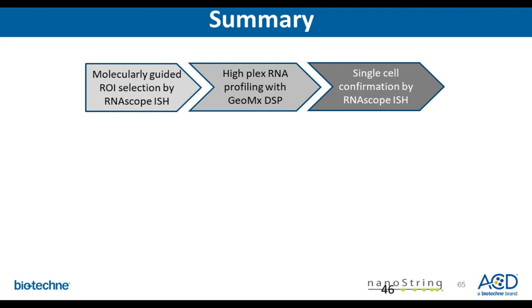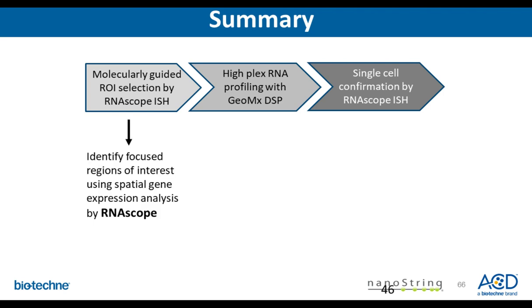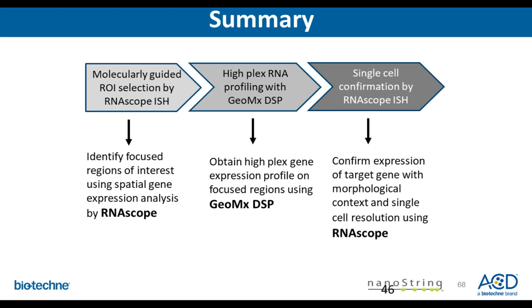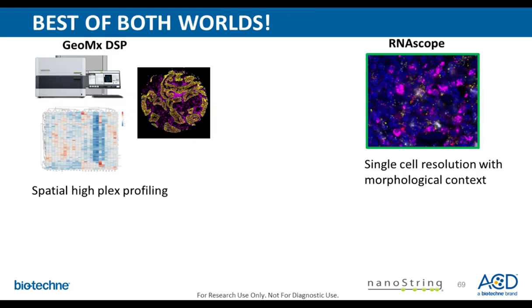So what have we learned today? With this joint workflow, what we have shown you is that we can spatially map gene expression using RNA-scope and identify focused regions of interest in a tissue. Next, we can obtain a gene expression profile for focused areas using GeoMix DSP. And finally, for a handful of regions or genes of interest that you want to hone in on, we can visualize specific targets in the tissue with morphological context and single-cell resolution using RNA-scope.